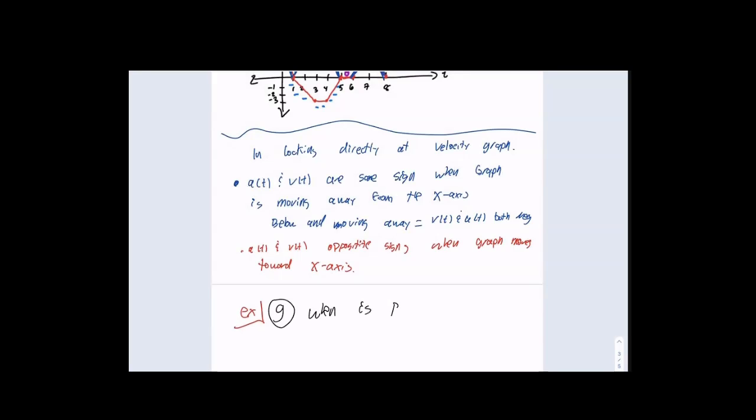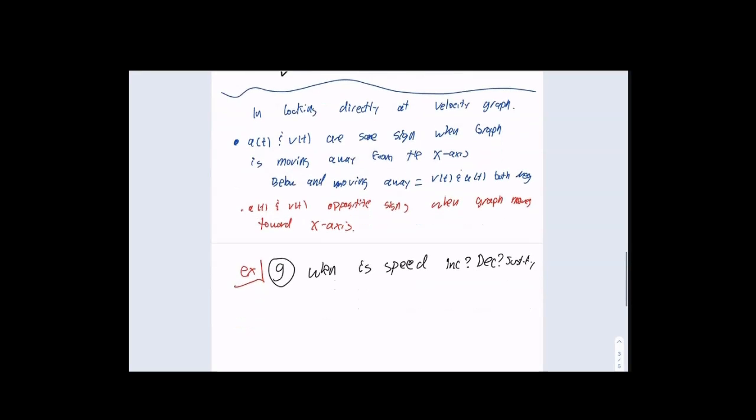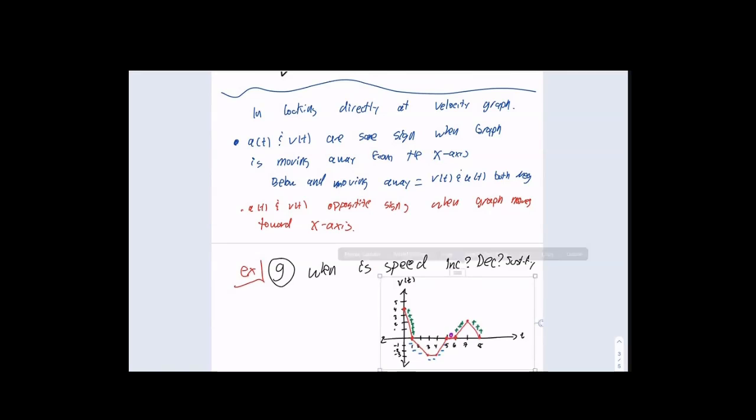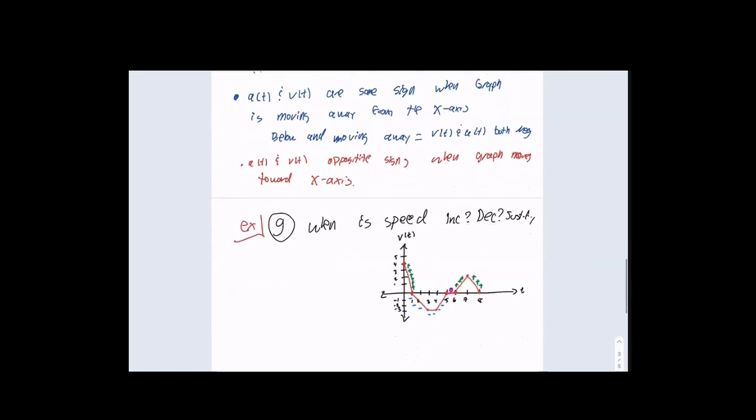when is speed increasing and decreasing? Justify. And we're not going to look at the speed graph like we did before. We're just going to be looking at our velocity graph right here.